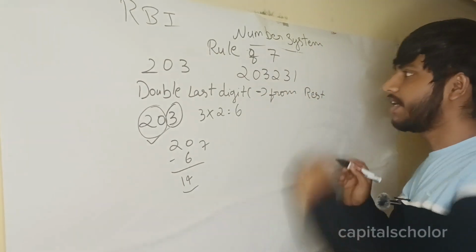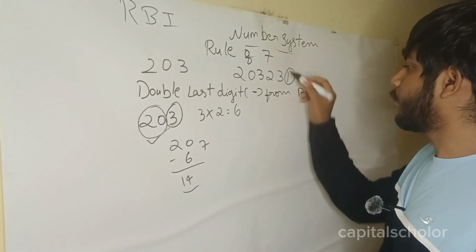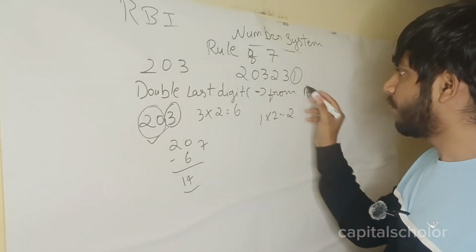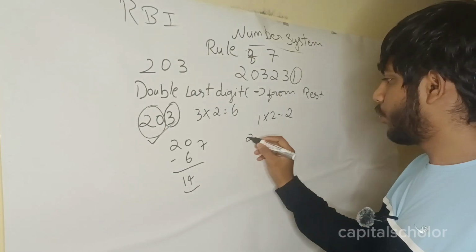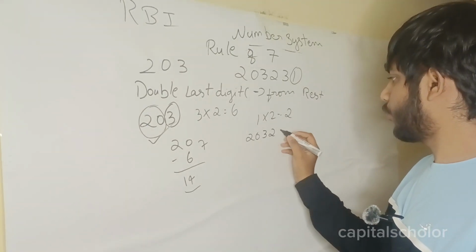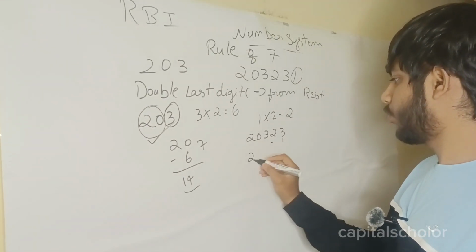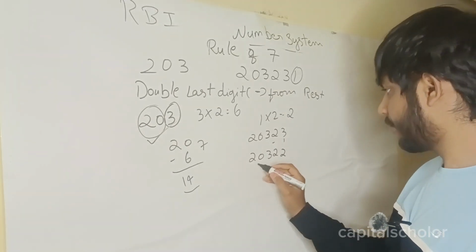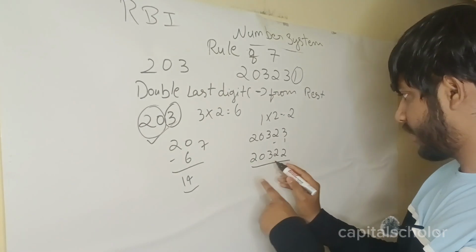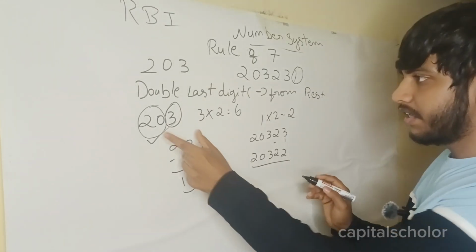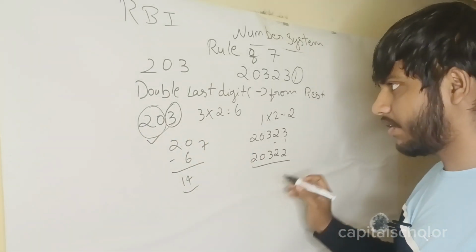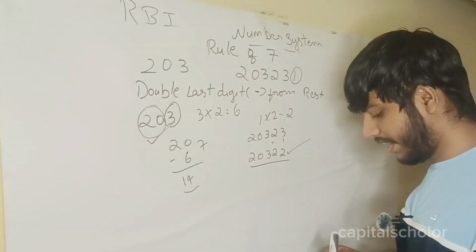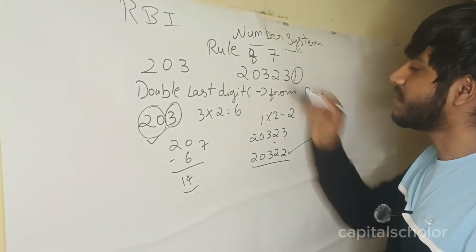Now let's move to the bigger number. Let's take the last digit, which is 1. 1 into 2 is 2. Now let us subtract it from the rest of the number, 203 minus 2, which is 201. Is it divisible by 7? 203 is divisible by 7, right? Of course 203 is divisible by 7. So hence even this matches the criteria, and this also divides by 7.